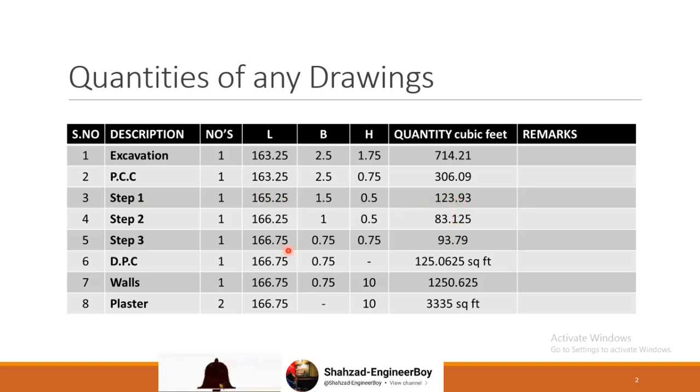Same for step 2, step 3. DPC is in square feet, walls are in cubic feet, plaster is also in square feet. These are just areas or volumes. Now in the drawings or specification, it will be given that PCC should be 1:2:4, or 1:3:8, or 1:4:8. Different ratios for what is 1, what is 2, what is 4. I have already discussed this in the third lecture of the semester.